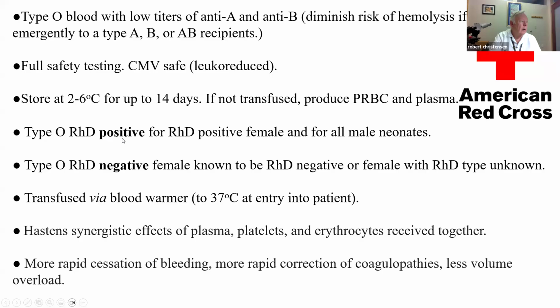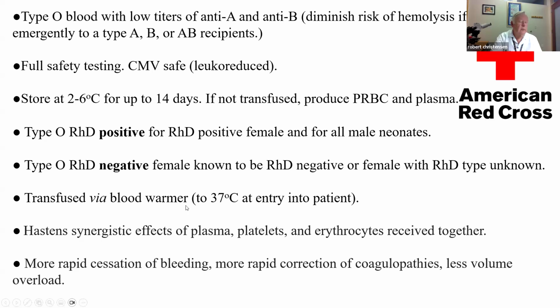We're using type O RhD positive if we know the female is Rh positive, and we're using it for all males. We're using Rh negative whole blood if the female recipient, the mother, for instance, is known to be Rh negative, or the neonate is already typed and known to be Rh negative, or if it's a female where we don't know the blood type, then on the safe side, we're giving O negative. And we have both in the inventory at all times in all of our major hospitals.